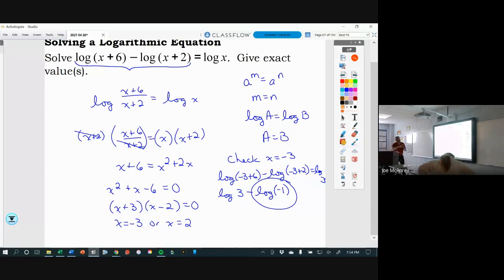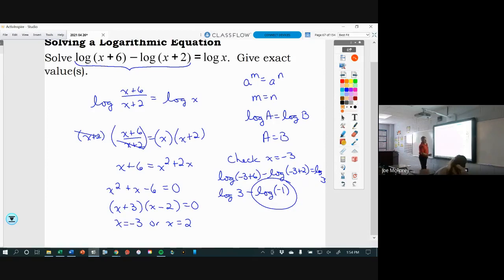So all of our math was spot on, but this time we actually got an answer that did not work. So we throw that one out. This is what's going to happen. If you get an answer that doesn't work, you throw it away. It's extraneous, it's extra, okay?